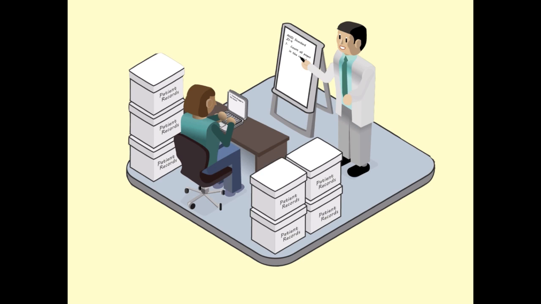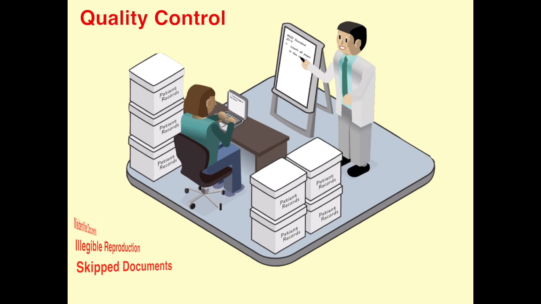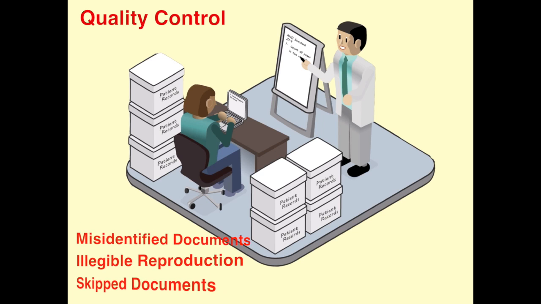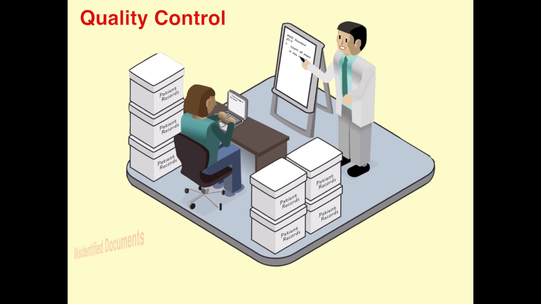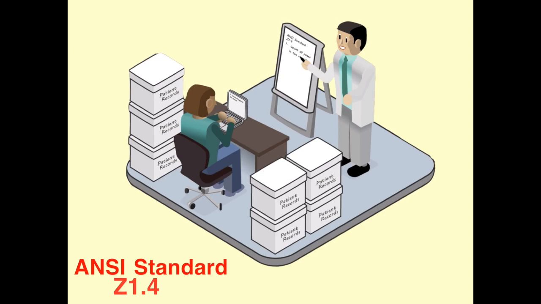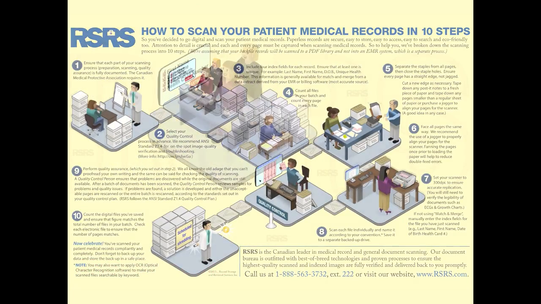Step 2. Quality control. Select your quality control process in advance. If you don't, you'll run the risk of things like skipped documents, illegible reproduction, and worse, misidentified documents. Mislabeled or misidentified documents in a medical record attributed to the wrong patient can be a very serious thing. So we recommend the use of the ANSI standard Z1.4 as your chosen quality control process.